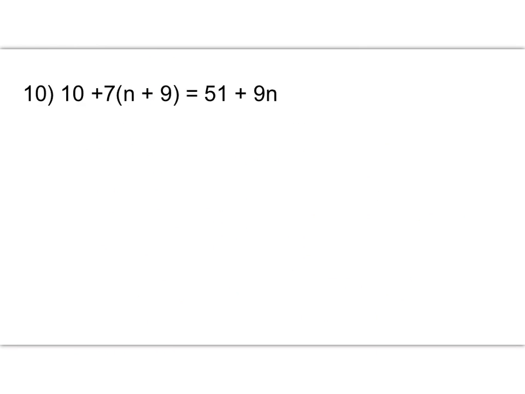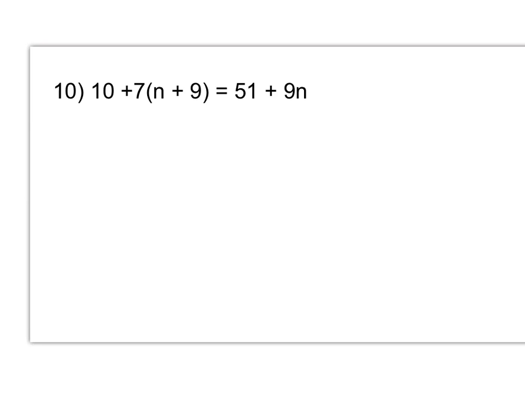Let's look at number 10. So here's a problem where, again, I've got to look for the distributive property. I notice that the 7 has to go to the n and the 9. So 7 times n is 7n.